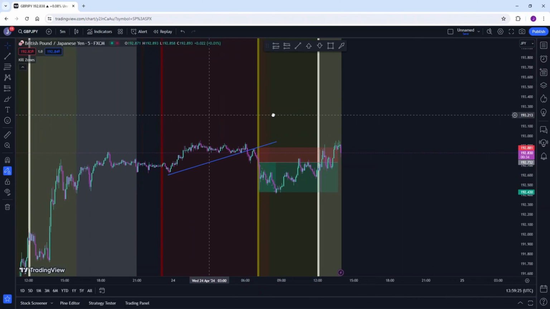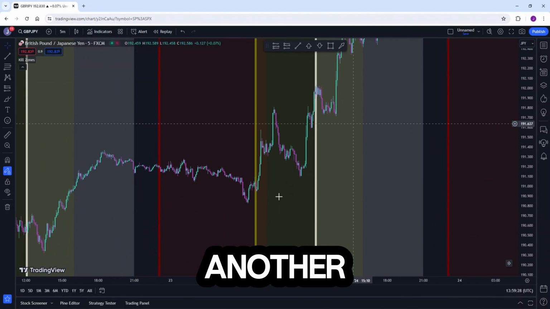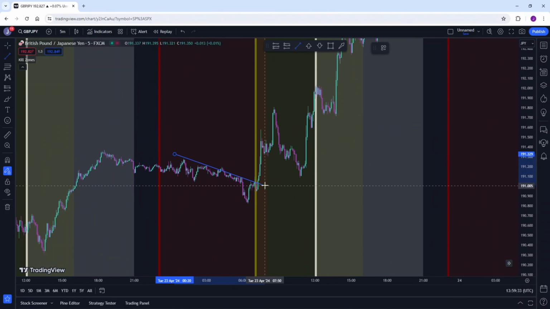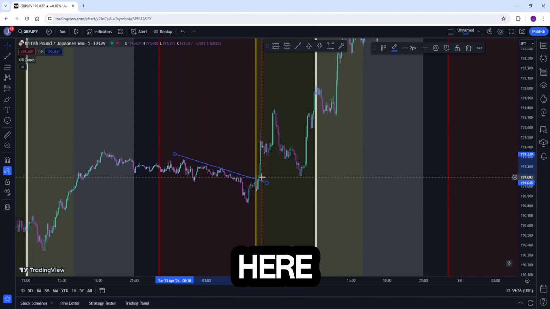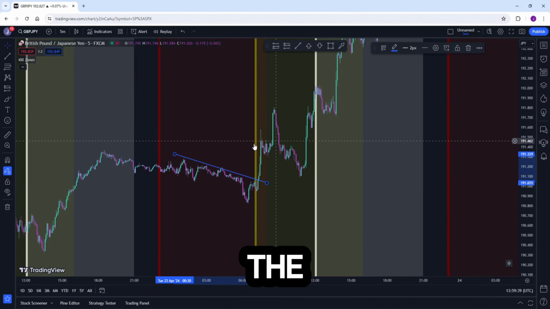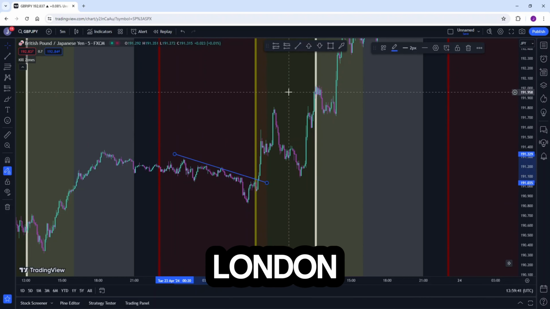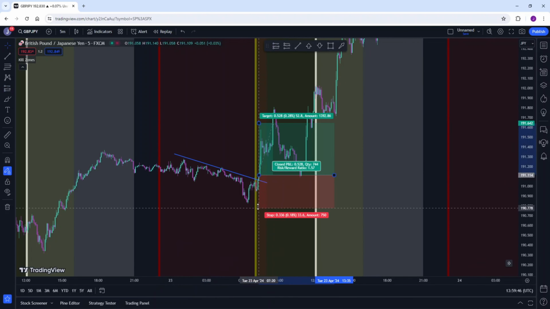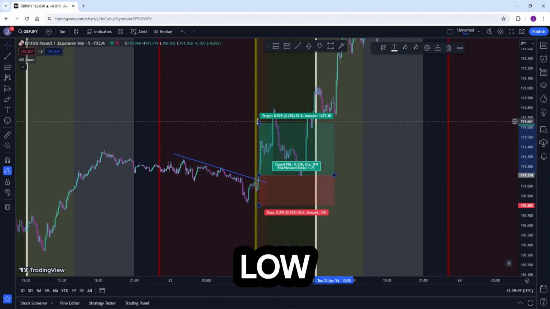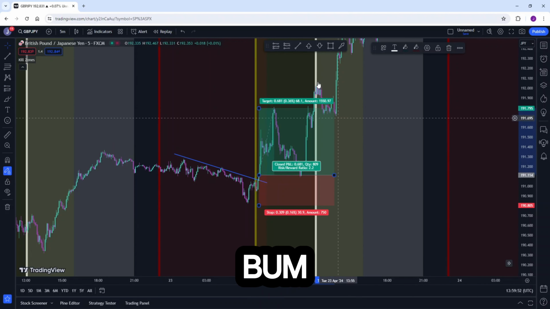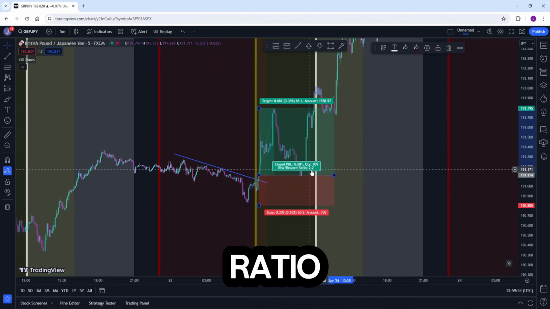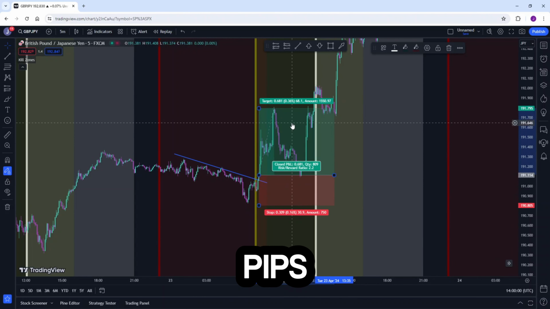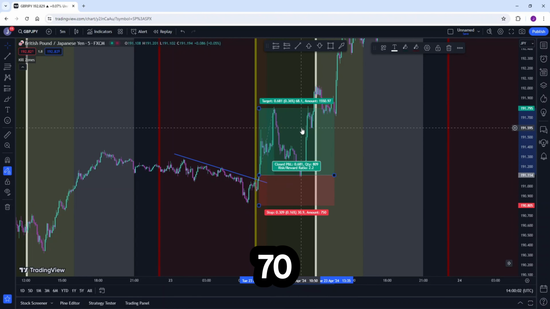Yes, so now we need to find another one. Here is the same thing. I'm going with the trend line. Here is the breakout, already in the London session, so we go up, boom, last lower low, and then bam, easy. Also a risk reward ratio around 2, so we're risking 30 pips for like 60-70 pips.